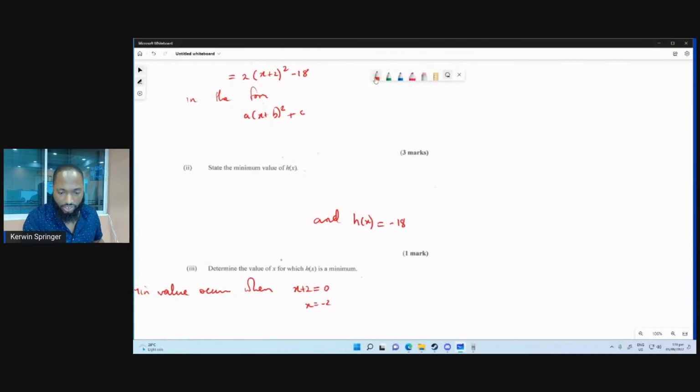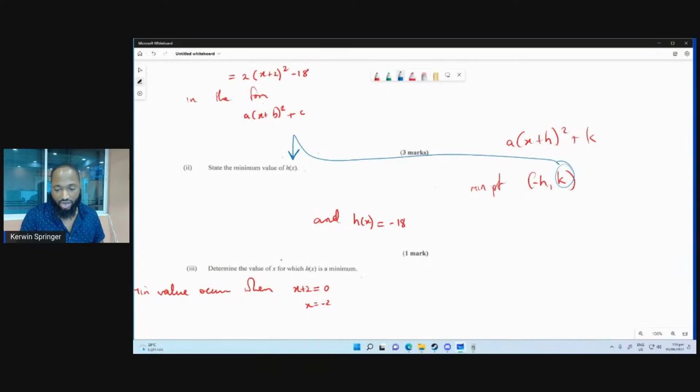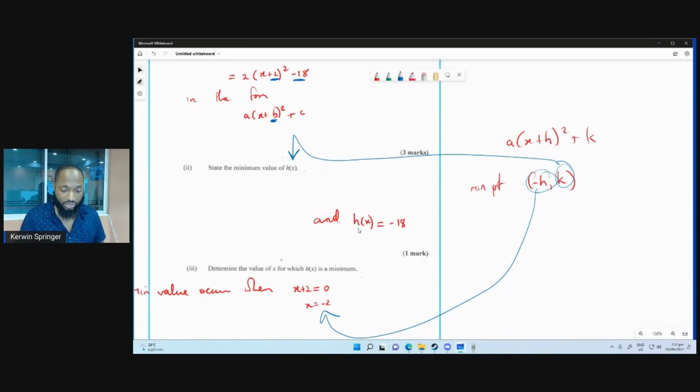So remember, when you complete the square, usually it's written like this: a into x plus h, all squared, plus k. And the minimum value occurs at the point h, k with h negated. This is the minimum point. And what they essentially ask us in the question is for the y value, or the value of h of x, and then they ask us for the x value. So you want negative 2 for the x value, and negative 18 for the h of x.